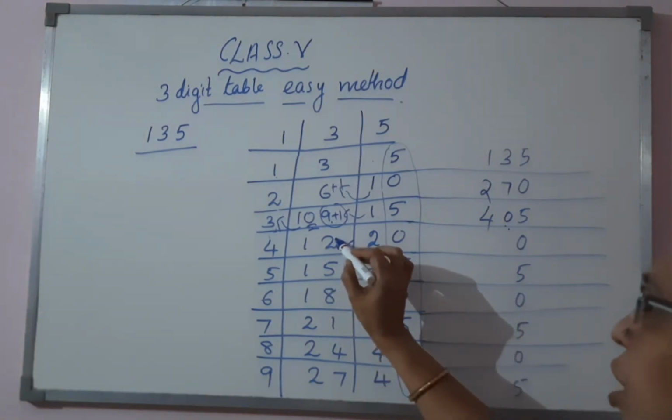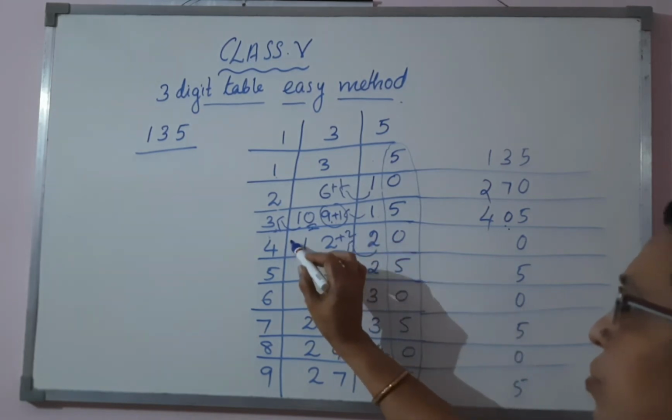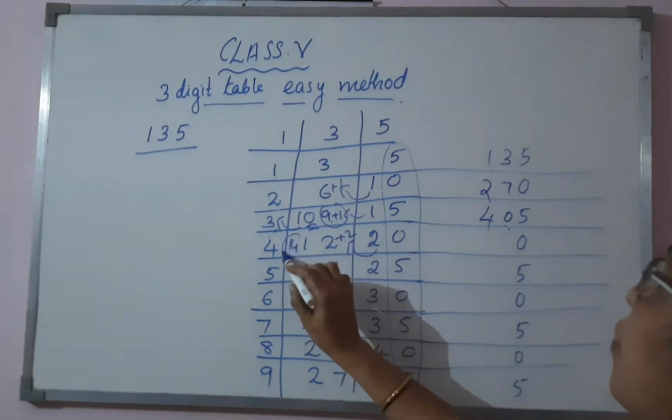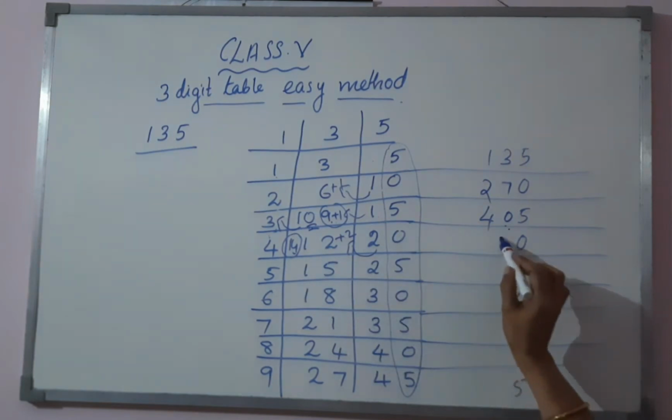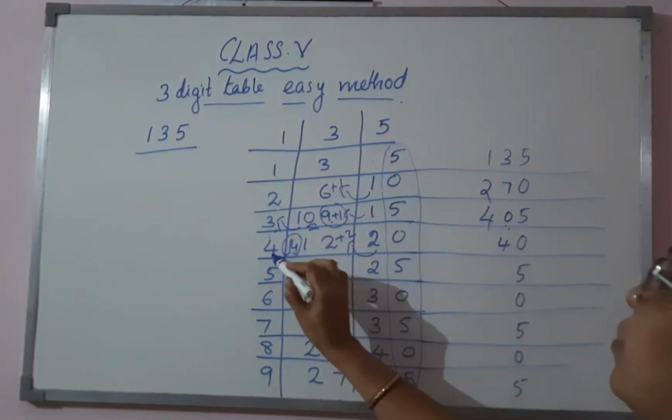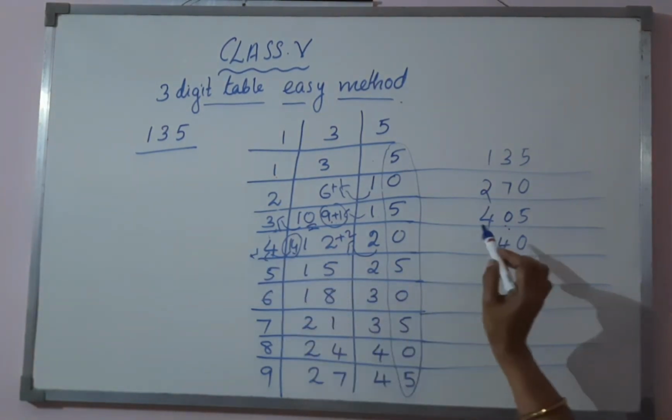Now see here, I am carrying 2. So here 12 plus 2. What is 12 plus 2? 14. We are getting the number 14 here. From that, I am writing the 4 here. This 1 we have to take and add here. 4 plus 1 is what? 5.